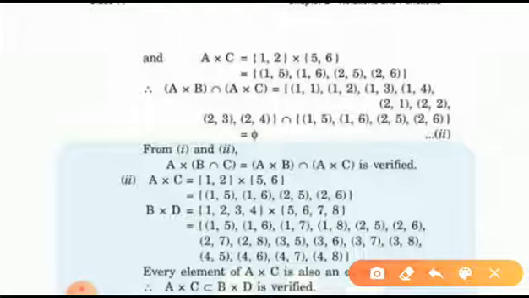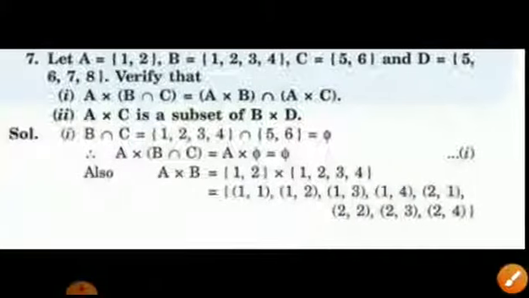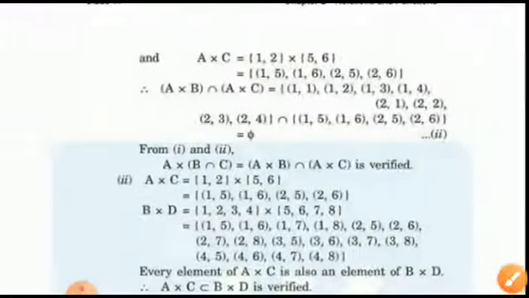Now next, the second one. What we have to prove is A cross C is a subset of B cross D. That means I have to prove every element of A cross C is contained in the set B cross D. That means now we have to find the two sets, A cross C and B cross D. A cross C we have already found. We have to find B cross D.